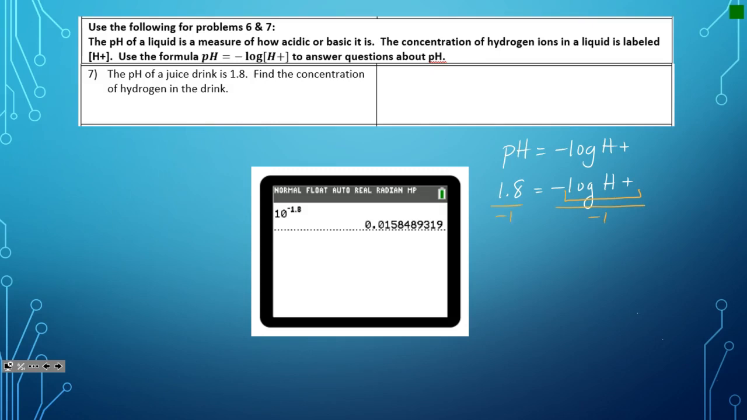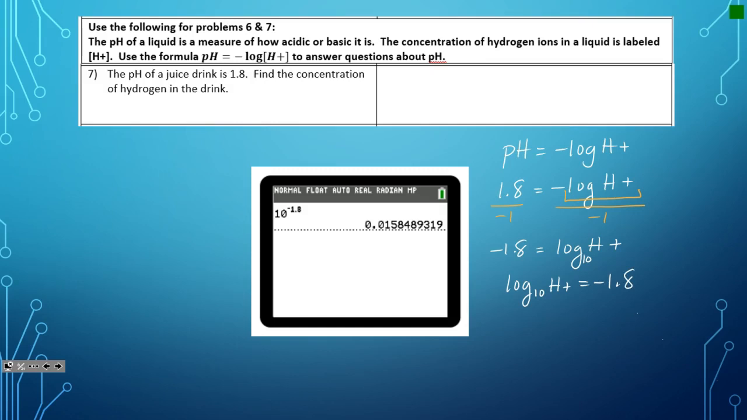So I would have -1.8 equals the log of H+. Now I can put it into exponential form. Remember that even though you can't see it, there is a base 10 here. This is a common log, so I have to know that the base is 10. So actually I'm going to rewrite it first because we're used to seeing the logarithmic expression on the left. So I'm going to write this as log base 10 of H+ equals -1.8.